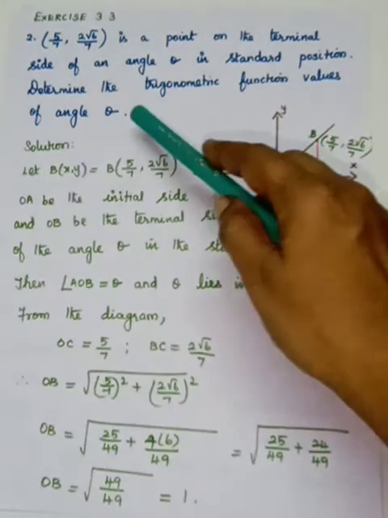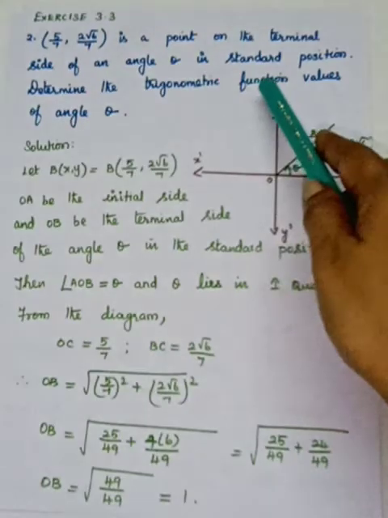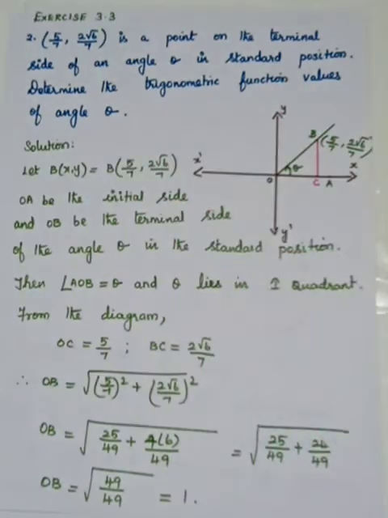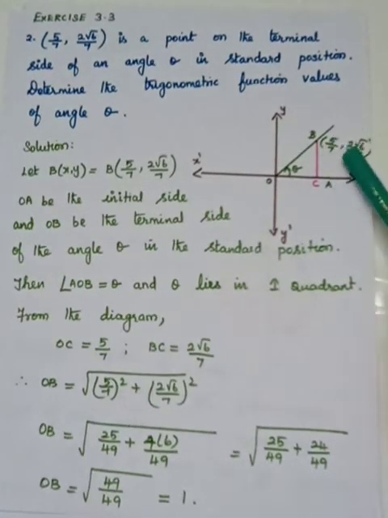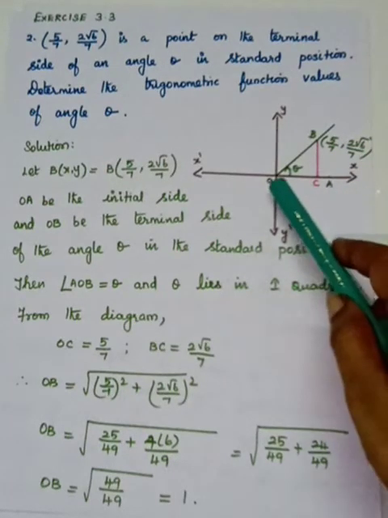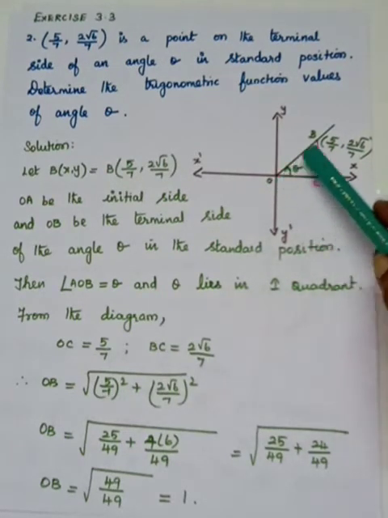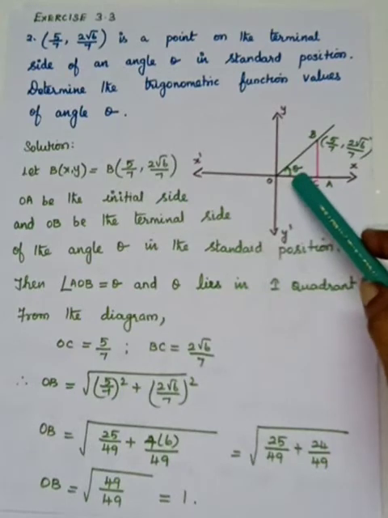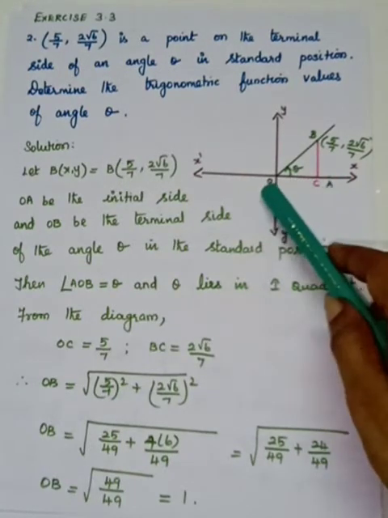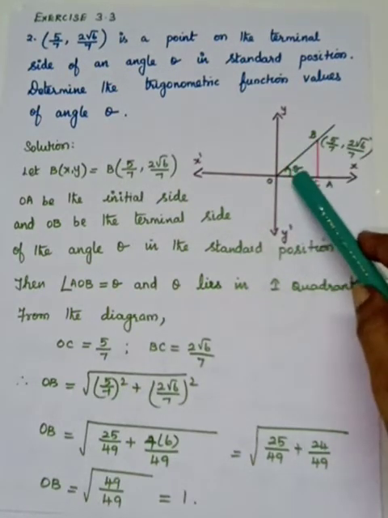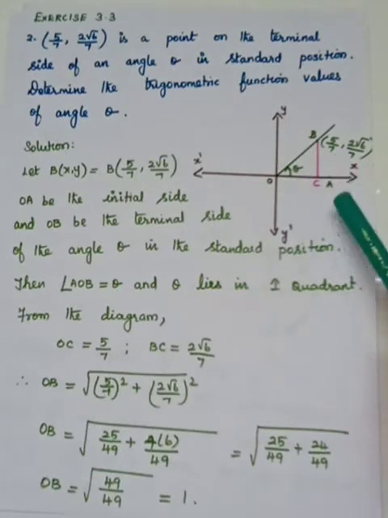Okay, so what do we have to find? Determine the trigonometric function values of angle theta. So we have to find out what is sine theta, what is cos theta, if the terminal side of the angle lies in the first quadrant. You see OA is the initial side and OB the terminal side of the angle theta. Angle AOB is equal to theta. You know that theta also lies in the first quadrant.